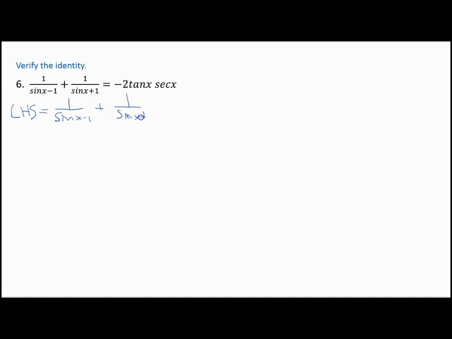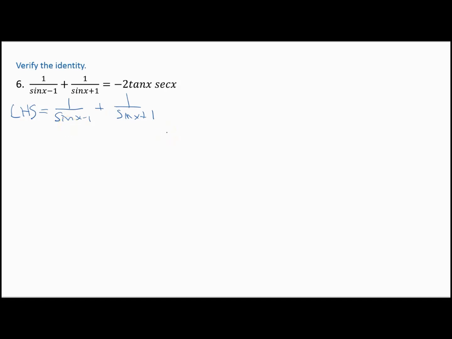Makes for a good organized proof. And then I'm going to find a common denominator to add these 2 fractions together in hopes that it'll combine and simplify a great deal, or add like terms to get rid of this plus in the middle. Now, our common denominator is simply sine of x minus 1 times sine of x plus 1.